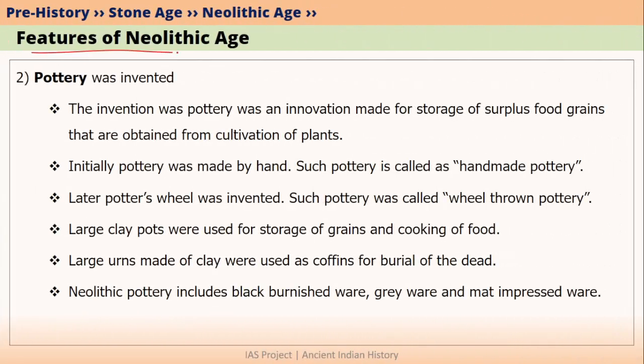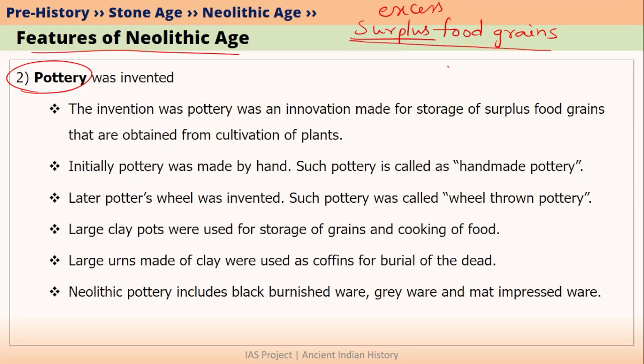Now the next feature of Neolithic Age was pottery. Invention of pottery is very interesting. We just talked about how agriculture was started in Neolithic Age. So when agriculture started, people got food grains at the end of the harvest period. They consumed some food grains, and the remaining they had to save for their future. Such remaining food grains are called surplus food grains. Surplus simply means excess. So they wanted to store this surplus food grains.